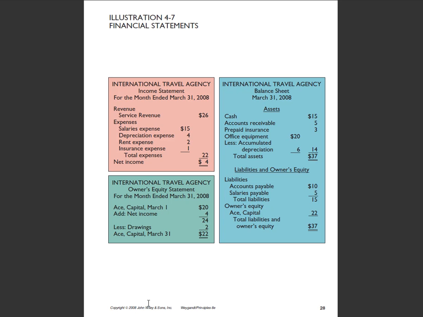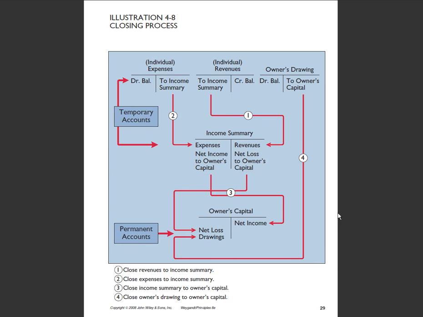Here are your financial statements for International Travel Agency. We just worked on that worksheet. And here's your revenue minus expenses equals your net income. Your owner's equity statement, which started March 1st, add that $4 net income less drawings equals capital at the end of the month. And here's your balance sheet. Of course, total assets equal total liabilities and owner's equity, respectively. So those will always match.